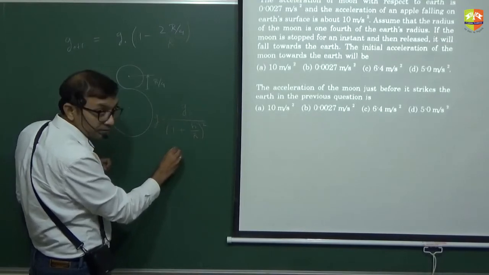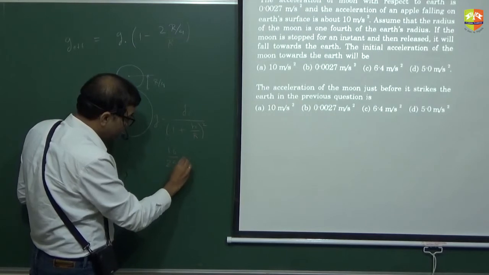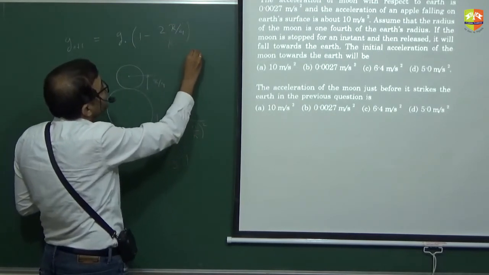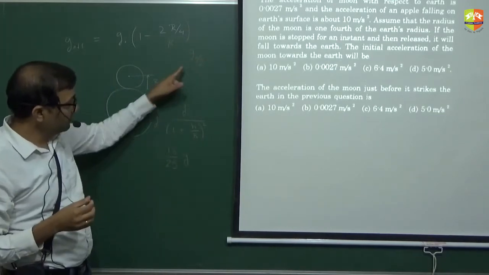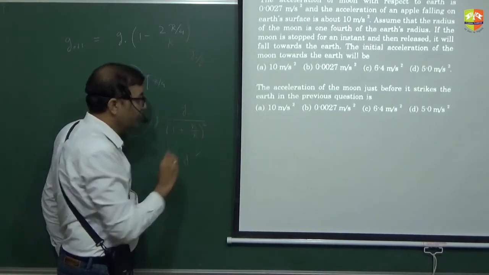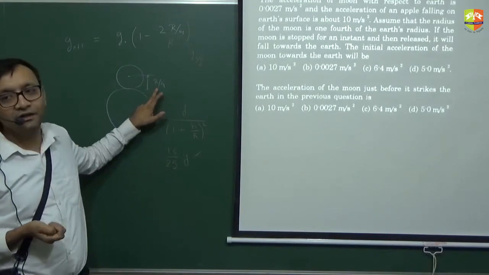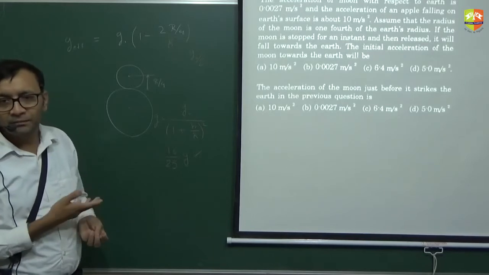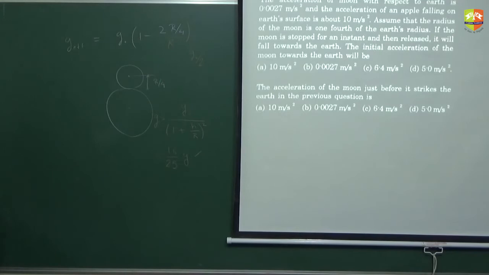So here, if you put it, what you get is g as 16 by 25 g naught. And with the approximate formula, you get g naught by 2, right? So there's a big difference. You cannot use the approximate formula here because the height h is not very small compared to the radius of the Earth. Simple question. We go to the next one.